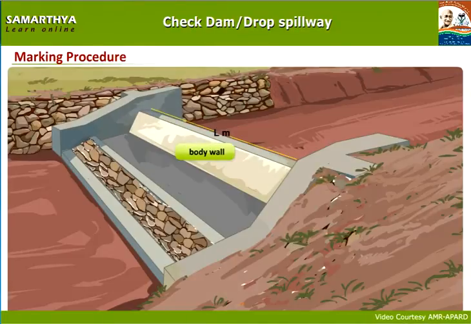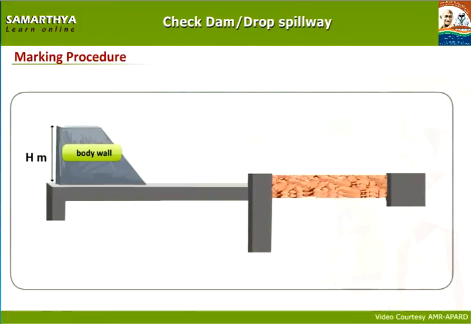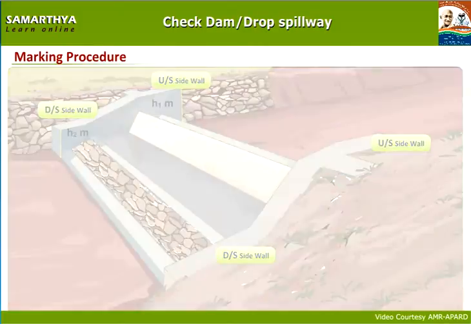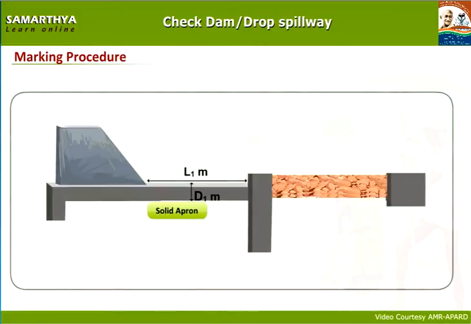The length of body wall should be established based on the catchment area, and height of body wall should be established based on height of the bunds which are on both sides of the stream. In the same way, based on the catchment area, depth of upstream cutoff wall H1, depth of downstream cutoff wall H2 and length of solid apron L1 are established. Measurements vary based on the catchment area.